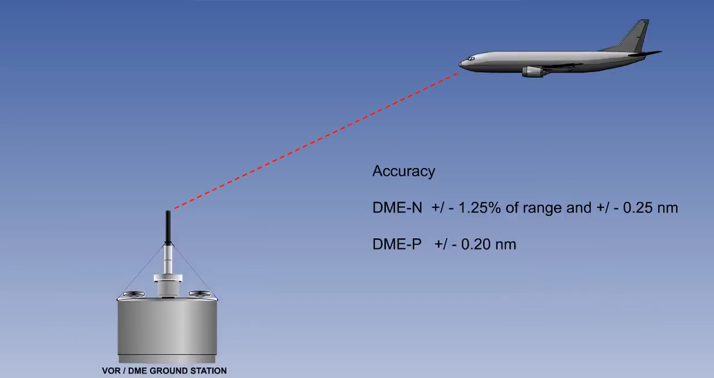Based on a 95% probability, the system accuracy for DME used for navigation should give a total system error not exceeding plus or minus 0.25 of a nautical mile, or plus or minus 1.25% of range, whichever is larger. This is called DMEN, where the N stands for narrow spectrum. Precision systems, DMEP, should have errors not exceeding plus or minus 0.2 of a nautical mile.